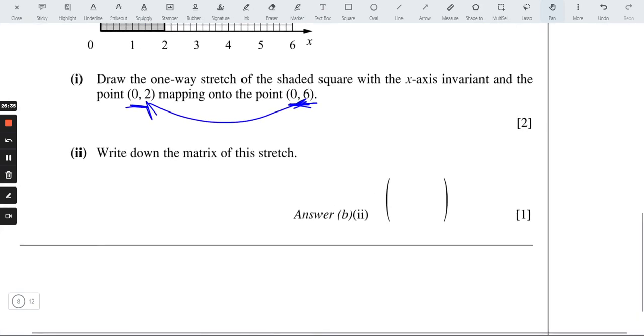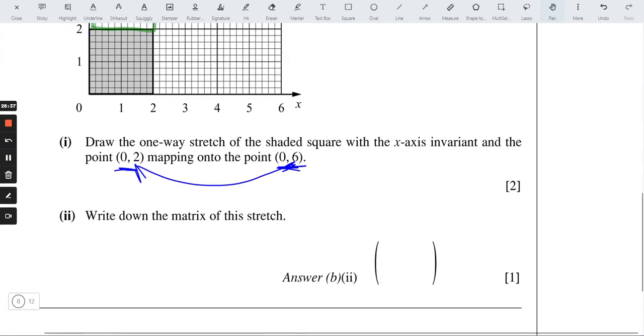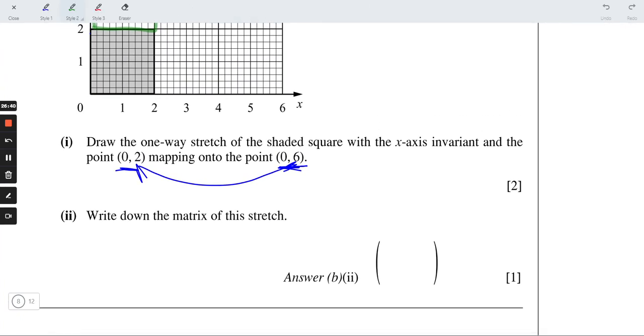Okay, now write down the matrix of this stretch. So the matrix is easy here. Vector (1, 0) will stay the same, so 1 0, and the second vector (0, 1) will be changed to (0, 3).